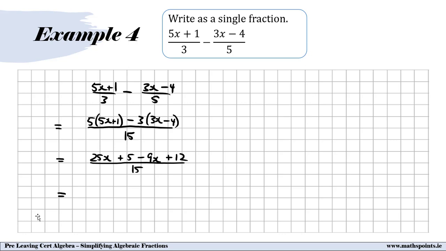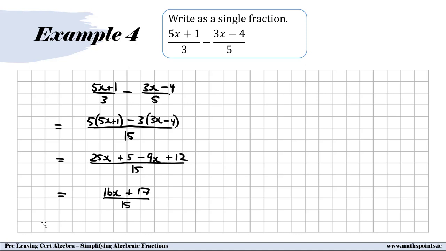Equals, on the next line, I'm going to simplify it by joining like terms. 25x minus 9x is 16x. And then 5 plus 12 is 17. And this is all over 15. And again, that's as simple as I can make that fraction.